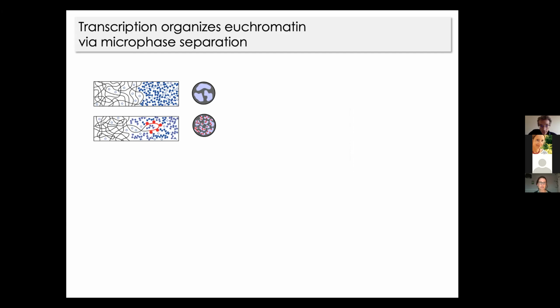Okay. So from all this together, we conclude that transcription organizes euchromatin via microphase separation, or more specifically, as a microemulsion. The two important processes that we think underlie this are the tendency of chromatin and RNA RBP complexes to segregate from one another. And the collapse of this structure is prevented by the presence of an amphiphile, which has affinity for both of these phases.